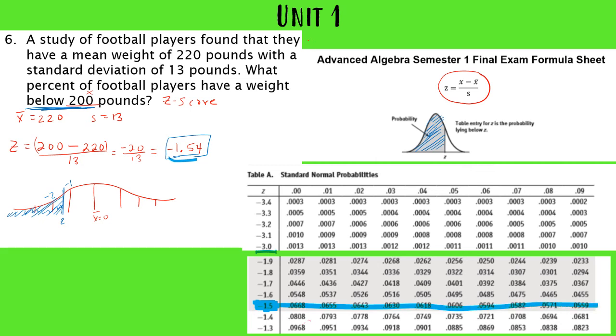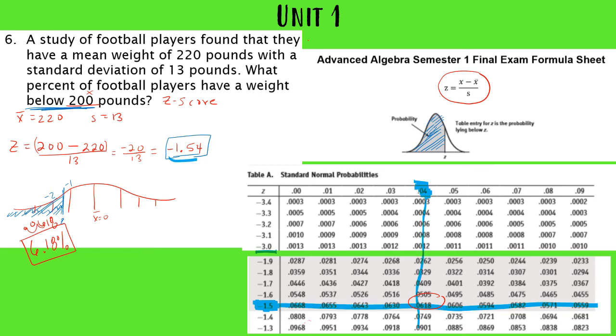And then the second decimal place is a 4. So across the top, I'm going to find where the 4 is and look at this column. You go to the point where your row and your column intersect, and that is 0.0618, which if I change that to a percent is 6.18%. So move your decimal point 2 places to the right. So 6.18% would be my answer.